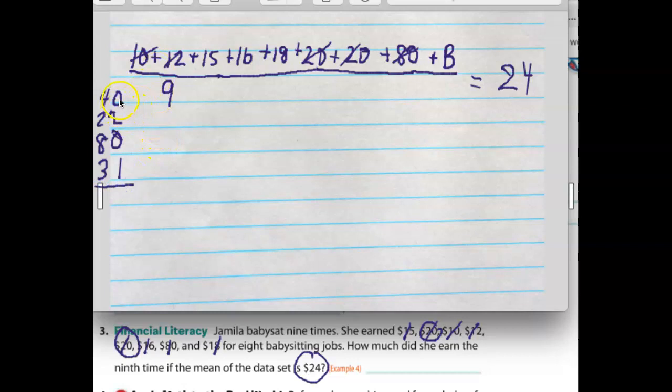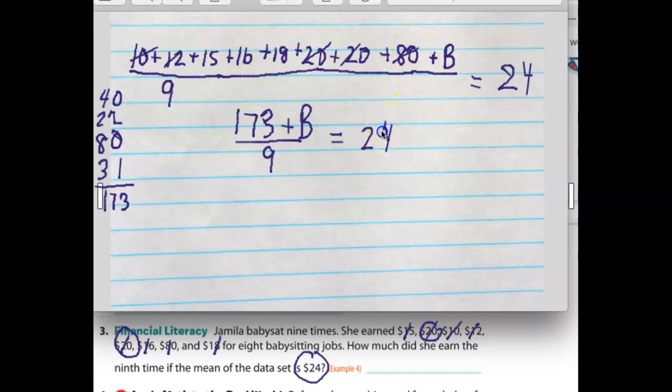So 0 plus 2 plus 1 is going to be 3. And then 4 plus 2 is 6. 6 plus 3 is 9. 9 plus 8 is 17. So I'm going to rewrite the problem. It's going to be 173. Okay, 173 plus the missing amount divided by 9 is going to be equal to 24.